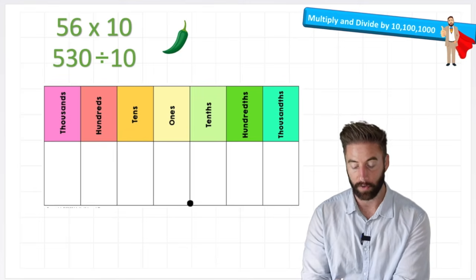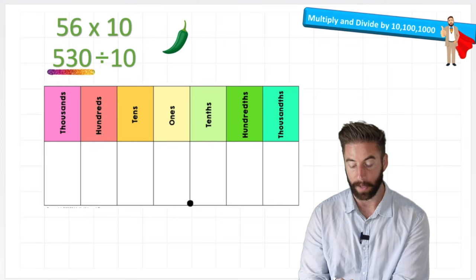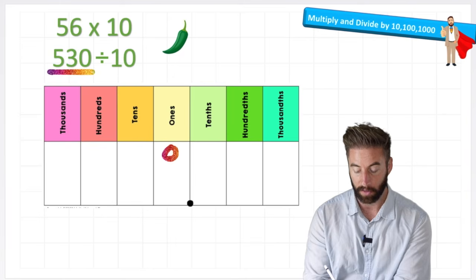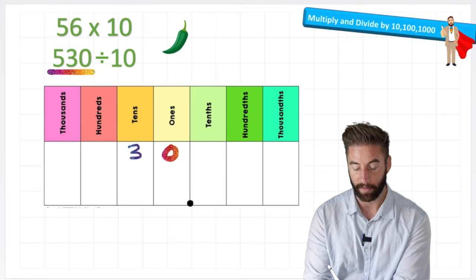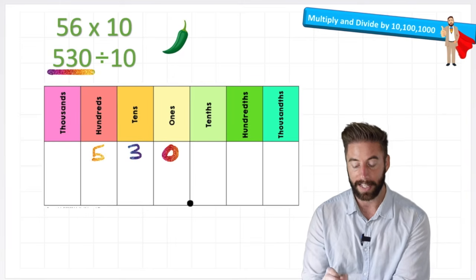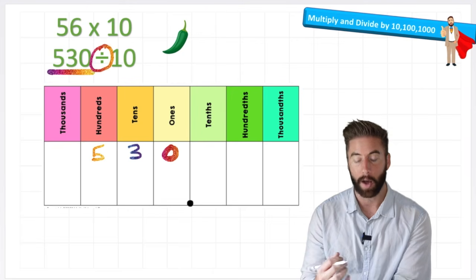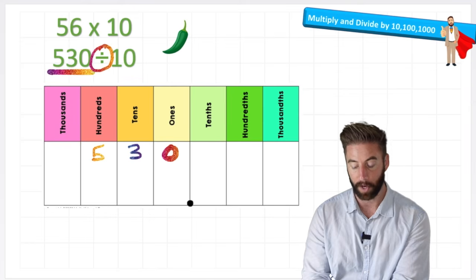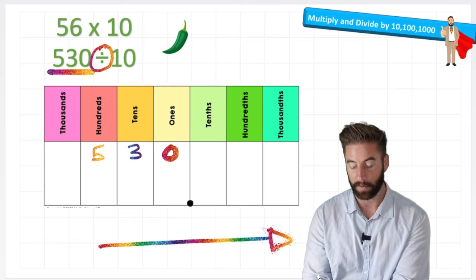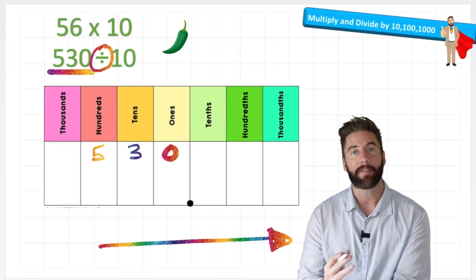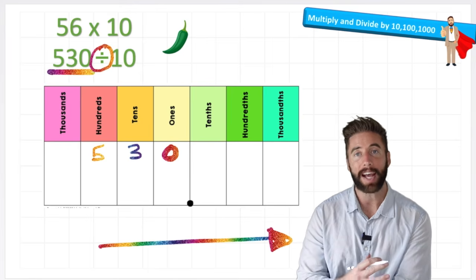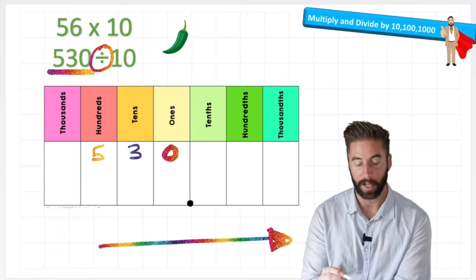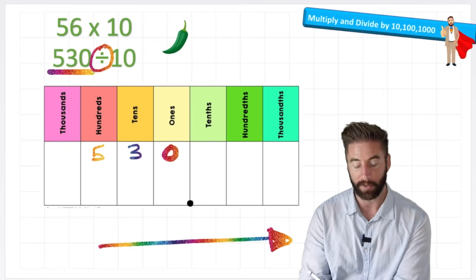So now I have 530, and I'm going to put that into my place value chart again. 530 has 0 ones, 3 tens, and 5 hundreds. And this time I'm dividing it. And when we divide something, our number is obviously going to be getting smaller. So this time we're going to move down our place value chart, or to the right. And if I'm dividing it by 10, what I'm actually doing to this number is making it 10 times smaller. So here we go. I'm just going to move them one place to the right this time.